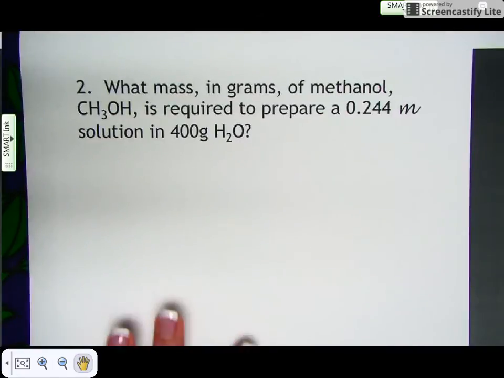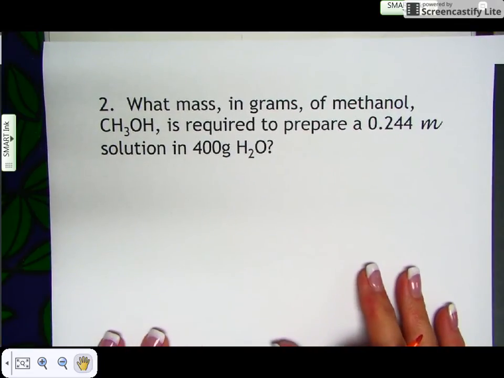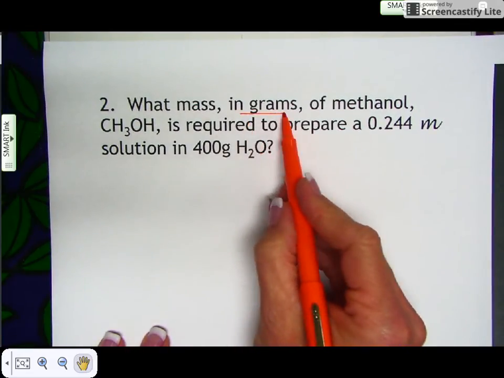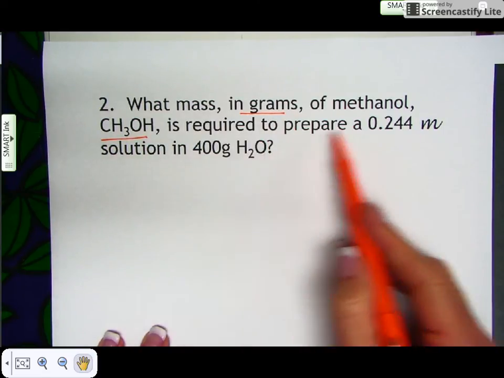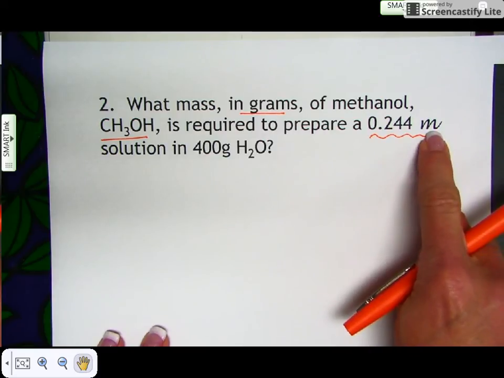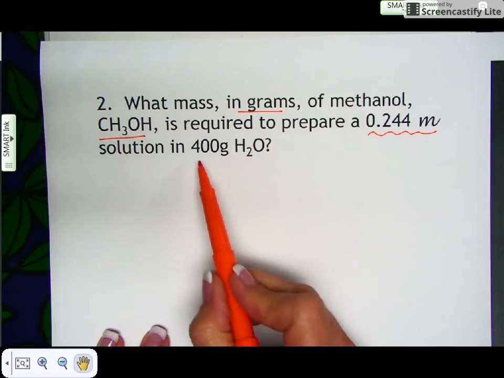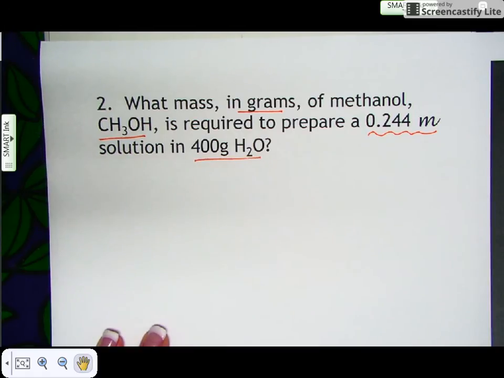All right, one more example. This one asks what mass in grams of methanol is required to prepare a 0.244 molal. Notice the funny little cursive, italicized m. That's the molality they're giving us. Solution in 400 grams of water.